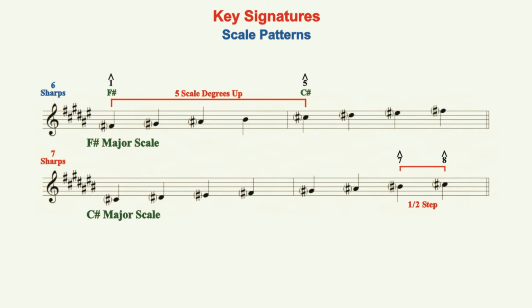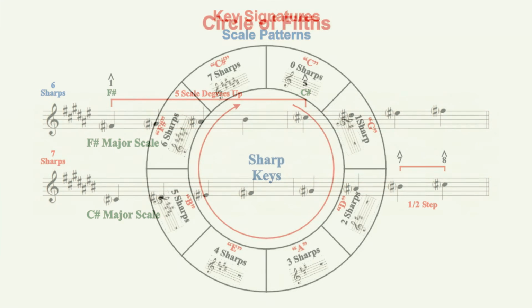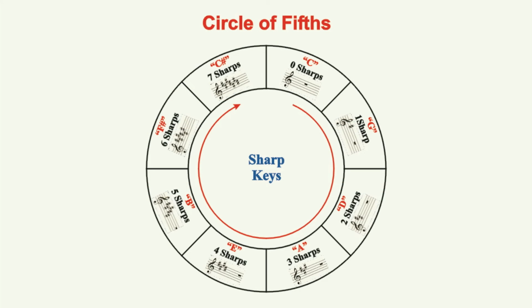Note that we have now come full circle, having started with a C major scale using no accidentals to a C sharp major scale where all 7 tones have been modified by a sharp. By the way, when I say that we have come full circle, I mean that in a very literal way. This illustration represents what is known as the circle of fifths.